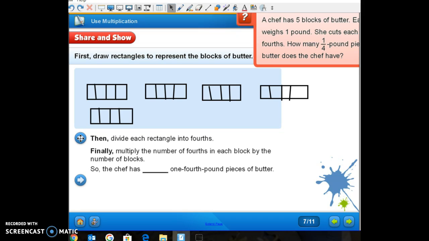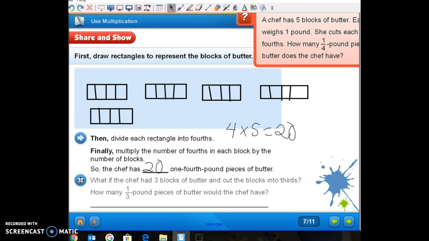Now multiply the number of fourths in each block by the number of blocks. So how many fourths do we have in each block? We have 4 pieces. And how many blocks did we have? 5. 4 times 5 equals 20. So the chef has 20 1/4 pound pieces of butter.